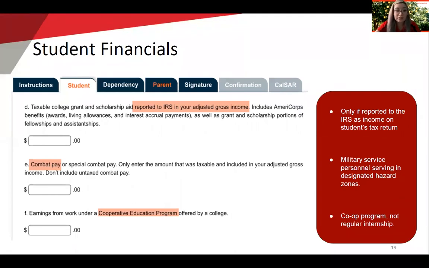And you move on to the next question. The following question is going to ask you about earnings from work under a cooperative education program that's offered through your college. This is not referring to internships. These are rare, but if you were part of a co-op program, the earnings from working through that program, you'd be reporting under this section. Can we go to the next slide, please?